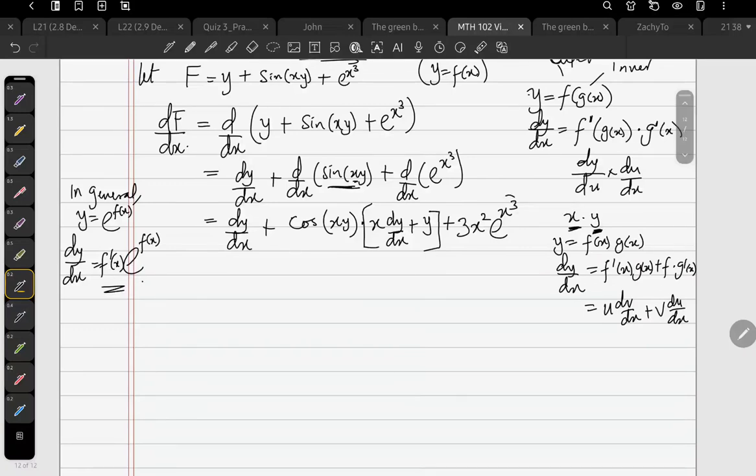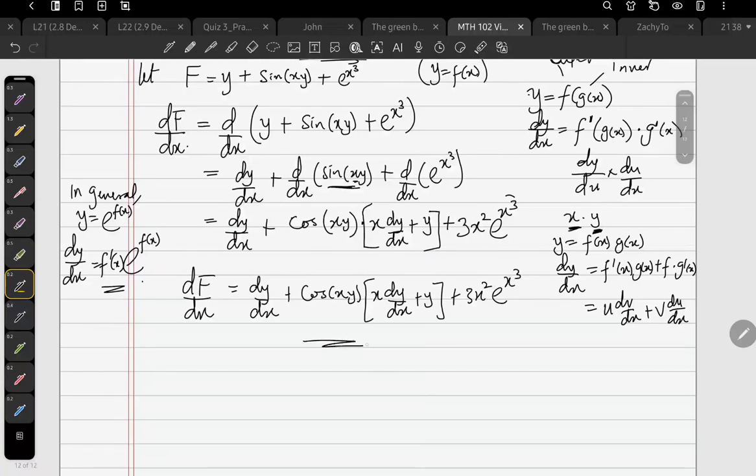So f of x here in this case is x cubed, so its derivative is 3x squared. That's why we have this information. And that's basically what we need to do here, because that means df/dx, the derivative of the given expression, is equal to y plus cos(xy) times x dy/dx plus y, plus 3x squared e to the power of x cubed. That will be the final answer.